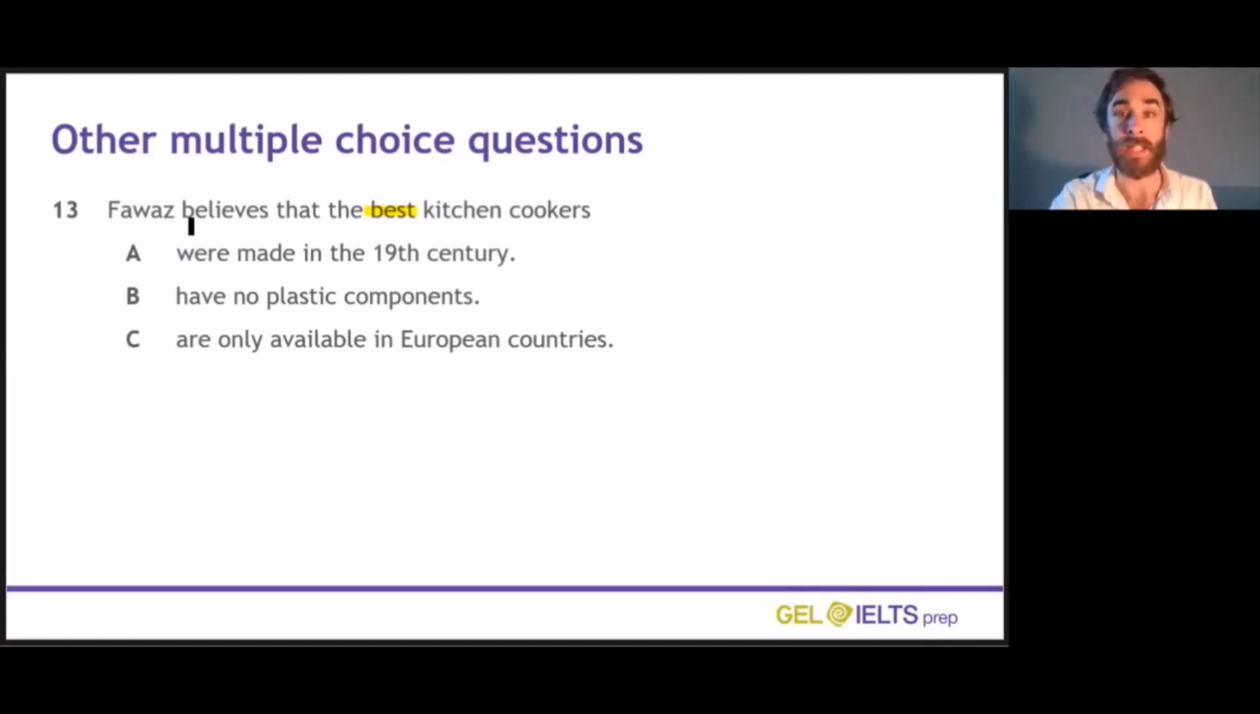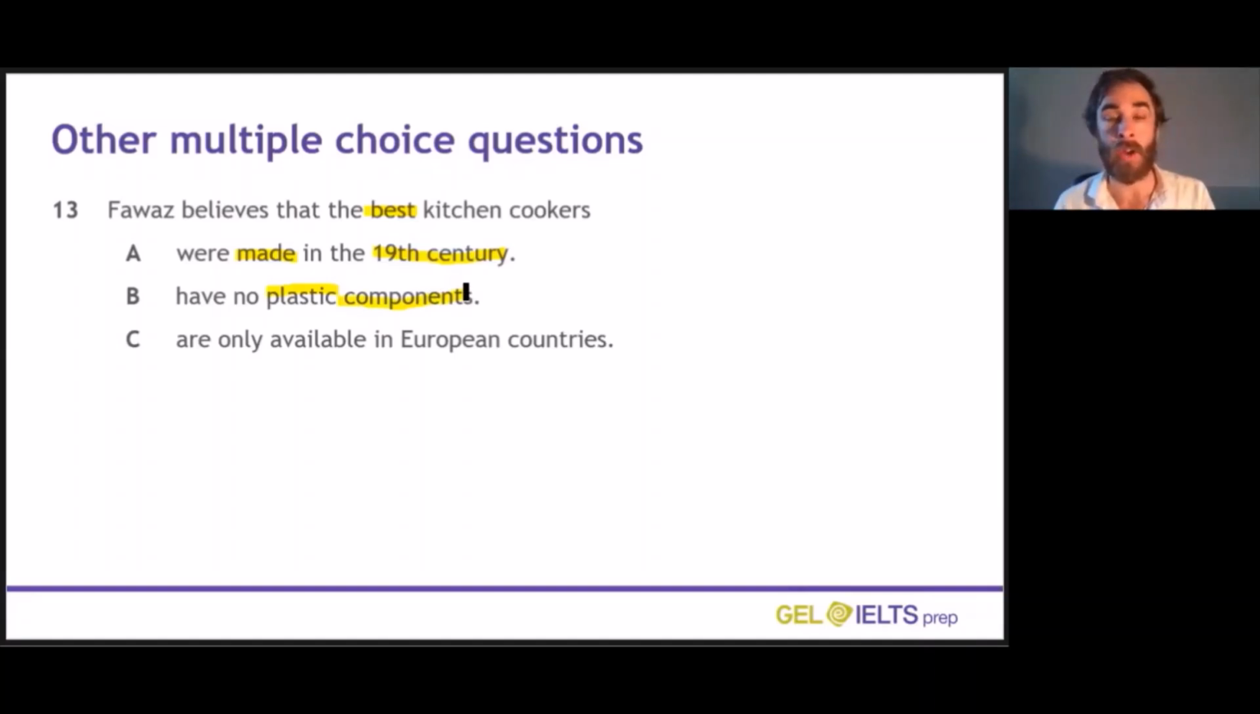A, were made in the 19th century. So maybe made and 19th century there. So something about them being created and the time that they were created. B, have no plastic components. So plastic as a material and components.